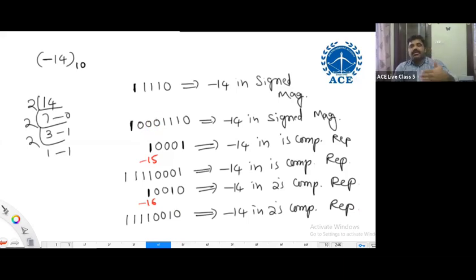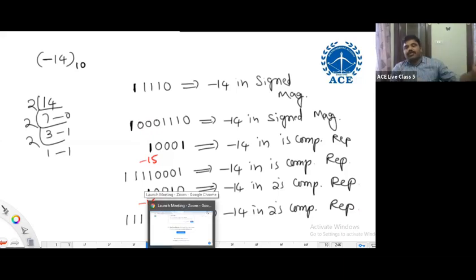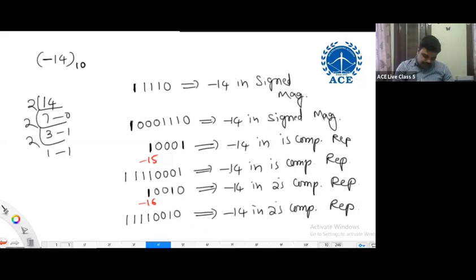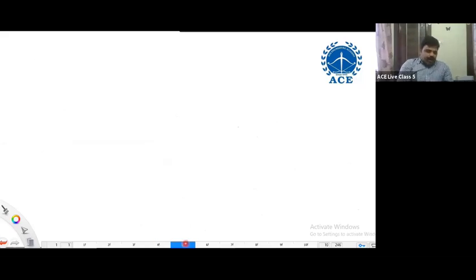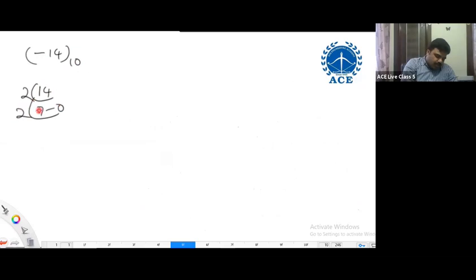The same question, let us do with the previous method, what we have done. So let us use the same, right? Minus 14 decimal using 8 bits. Directly we do that. What is it here? Sign magnitude, 1's complement and 2's complement. So what is magnitude? 14, 2 7's are, remainder is 0, 2 3's are, remainder is 1, 2 1's are, remainder is 1. What is it here? 1110.